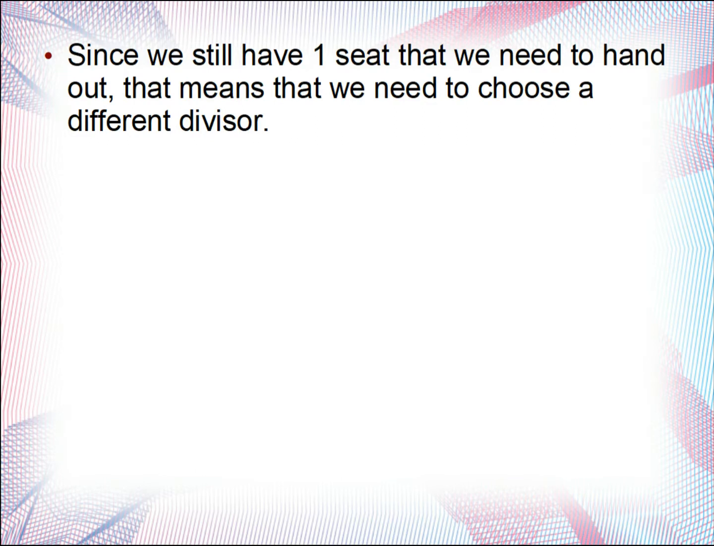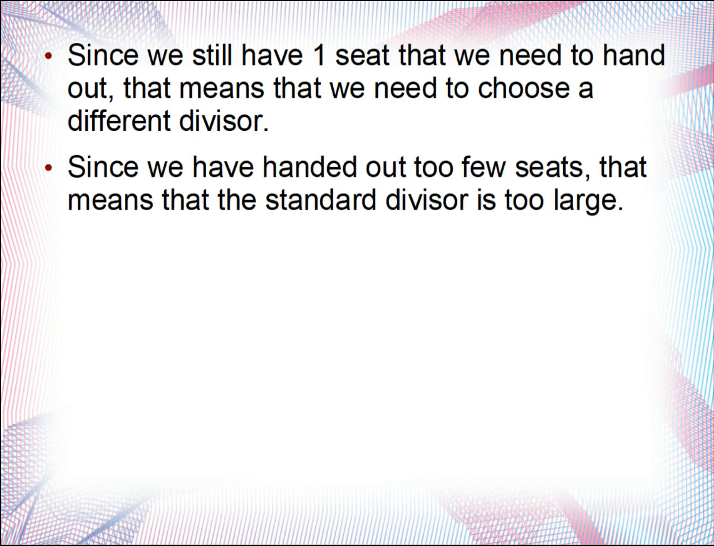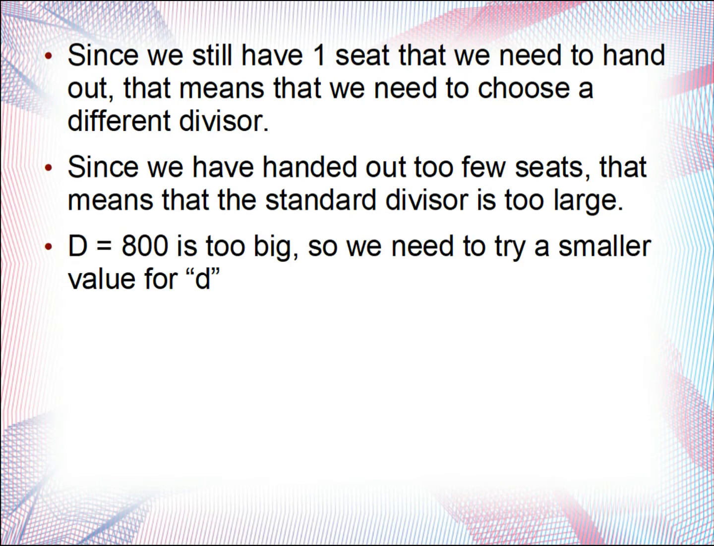So that means that we need to choose a different divisor. Now since the total was too small, we handed out too few seats. That means that the standard divisor is too large. It's backwards from what you would expect. If the total is too small, the standard divisor is too large. So that means that D equals 800, our standard divisor, is too big. So we need to try a smaller value for lowercase d, our modified divisor.